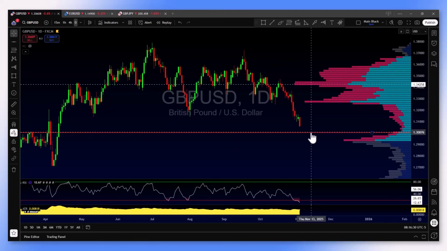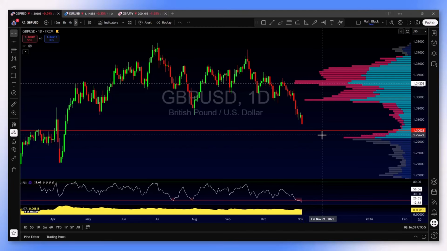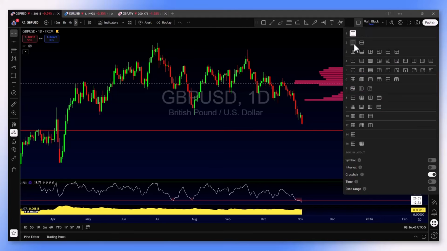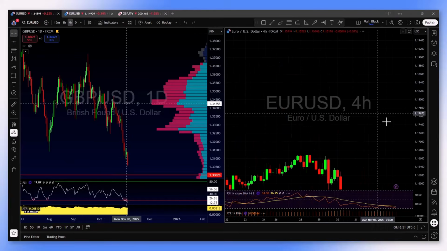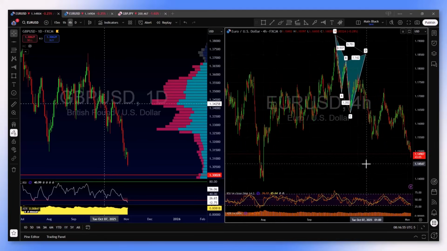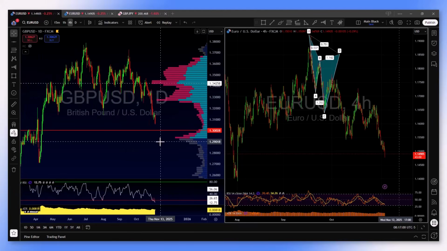Still room to continue lower on pound dollar. This is one where I am not interested in any counter trend trade down here, right? So let me ask you guys this. What's the difference between looking for a potential counter trend trade on euro dollar, right? Versus a counter trend trade on pound dollar.